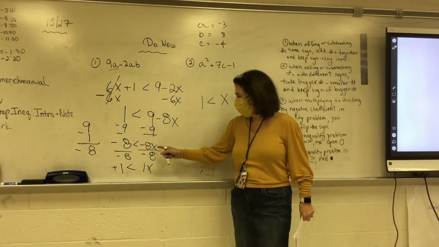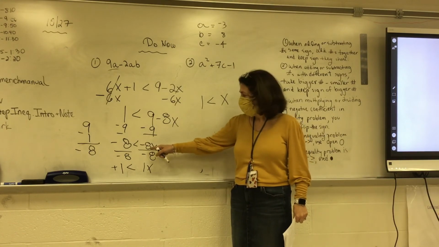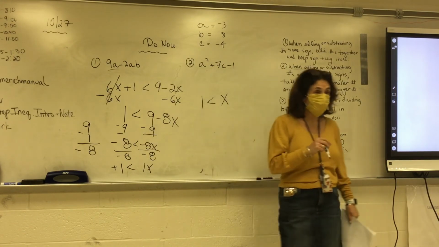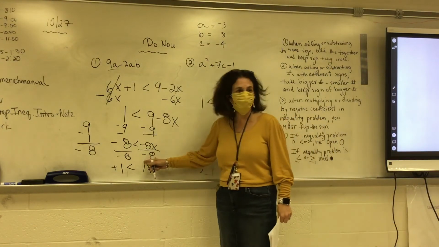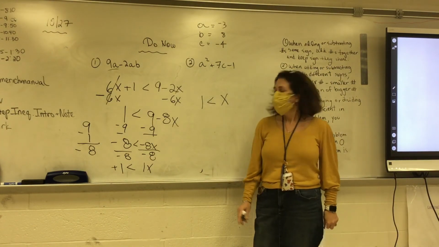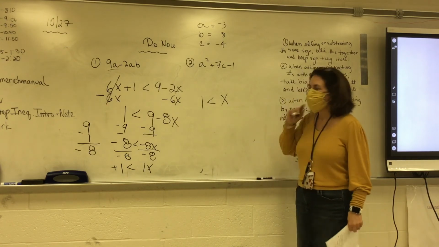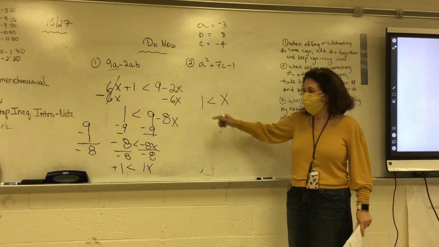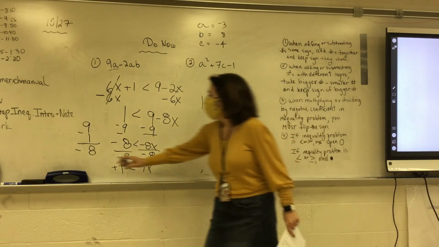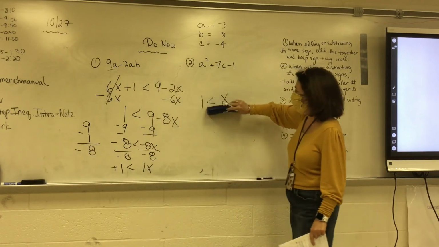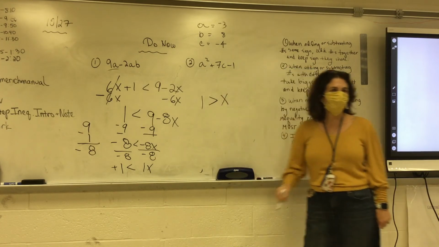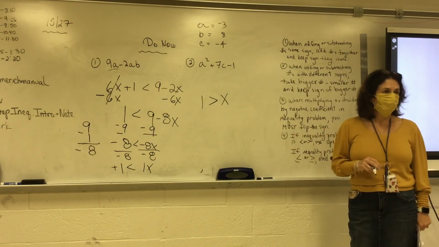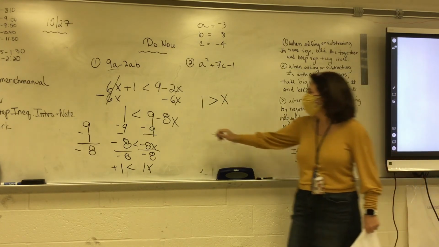Here's my variable. My coefficient is the number in front of my variable. Did you multiply or divide by a negative? You did. So what that means is I need to switch this sign. So that sign, instead of being that, becomes this, because I divided by a negative. You with me on that? Okay, so now we're gonna graph it.